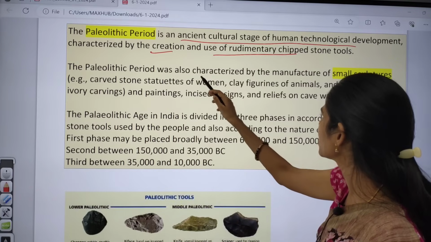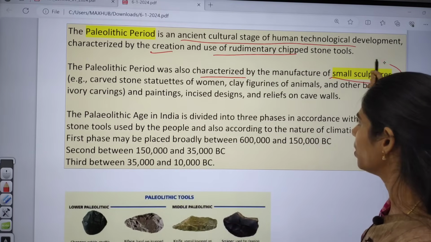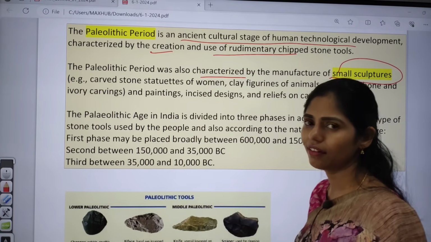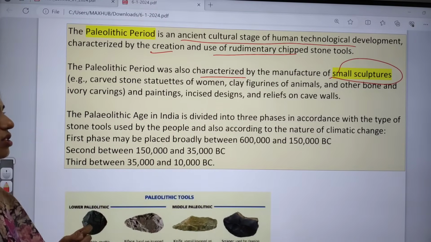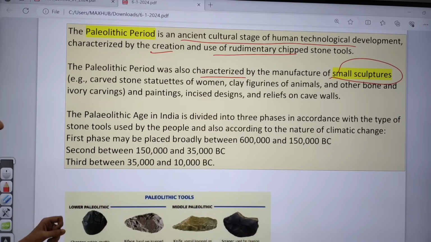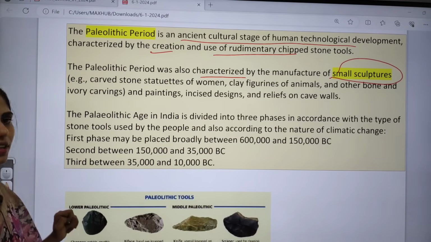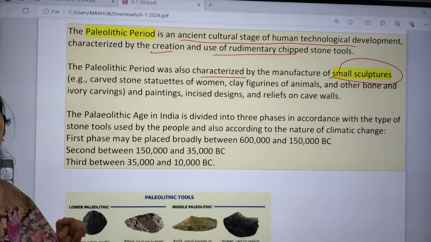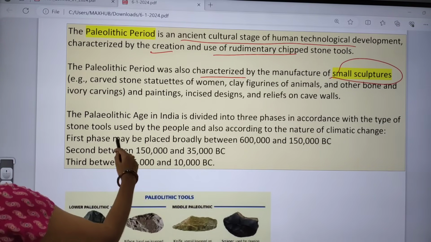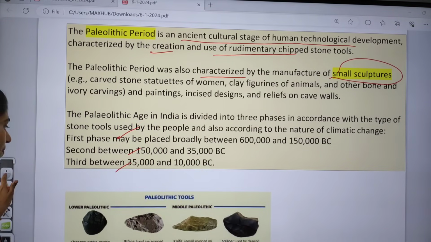And the Paleolithic was characterized by the manufacturing of small sculptures, like small stones and statues of women, clay figurines of animals, other bone and ivory carvings, etc. This Paleolithic age is divided into different phases: upper Paleolithic age, middle Paleolithic age and lower Paleolithic age, and we have to see this timeline as well.